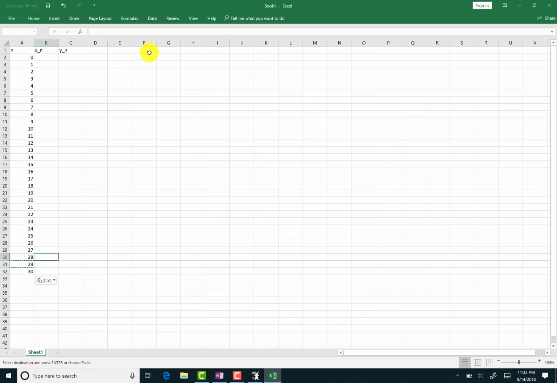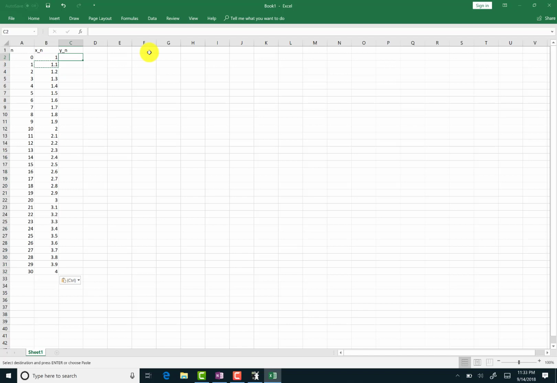Now the xn's are easy. The xn's start when x is equal to 1, and we increment these by 0.1. So in this case, I'll put equals B2 plus 0.1. And it is incremented. Then all I've got to do is copy that cell and paste it as far down as I want to go. And there they are. It goes all the way up to 4.